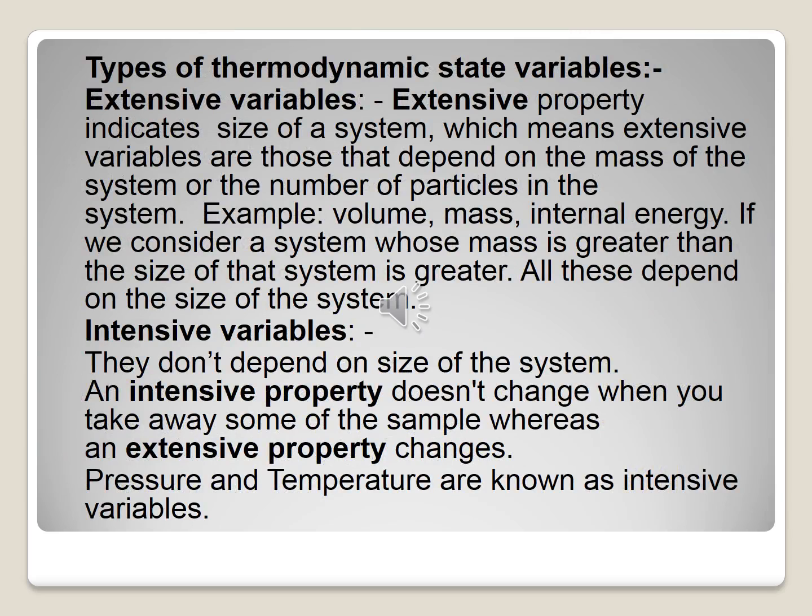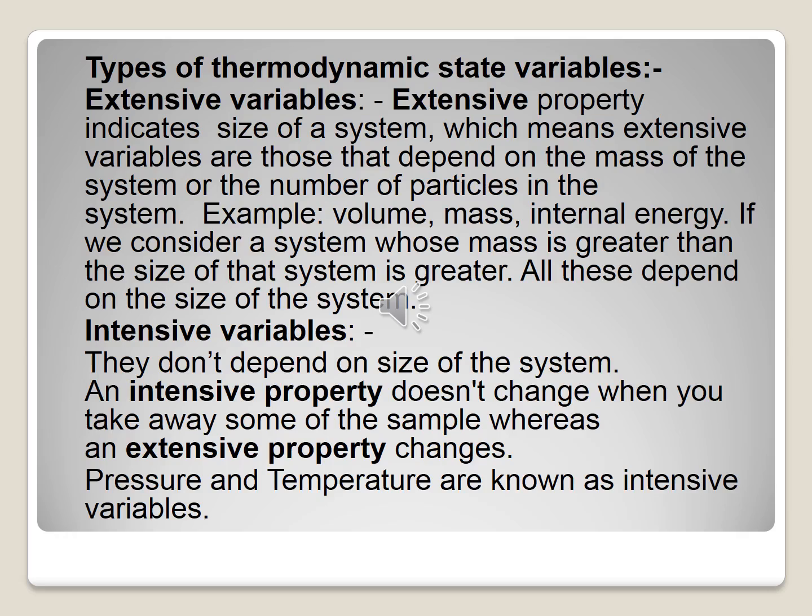Let us discuss the types of thermodynamic state variables. There are two types: extensive and intensive variables. First, extensive variables. An extensive property indicates the size of a system, which means extensive variables are those that depend on the mass of a system or the number of particles in a given system. Examples of extensive variables are volume, mass, internal energy, etc.